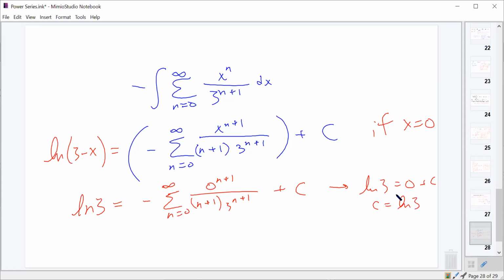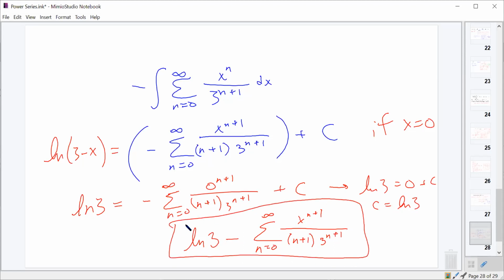And so we could then say that a power series representation of this that now includes some constant in it is the natural log of 3 minus, I'll just put it out in front, the sum from n equals 0 to infinity of x to the n plus 1 over n plus 1 times 3 to the n plus 1. And we're not going to bother checking the endpoints here, but it should have at least a convergence of -3 to 3, which was the same as our other. Good or no?